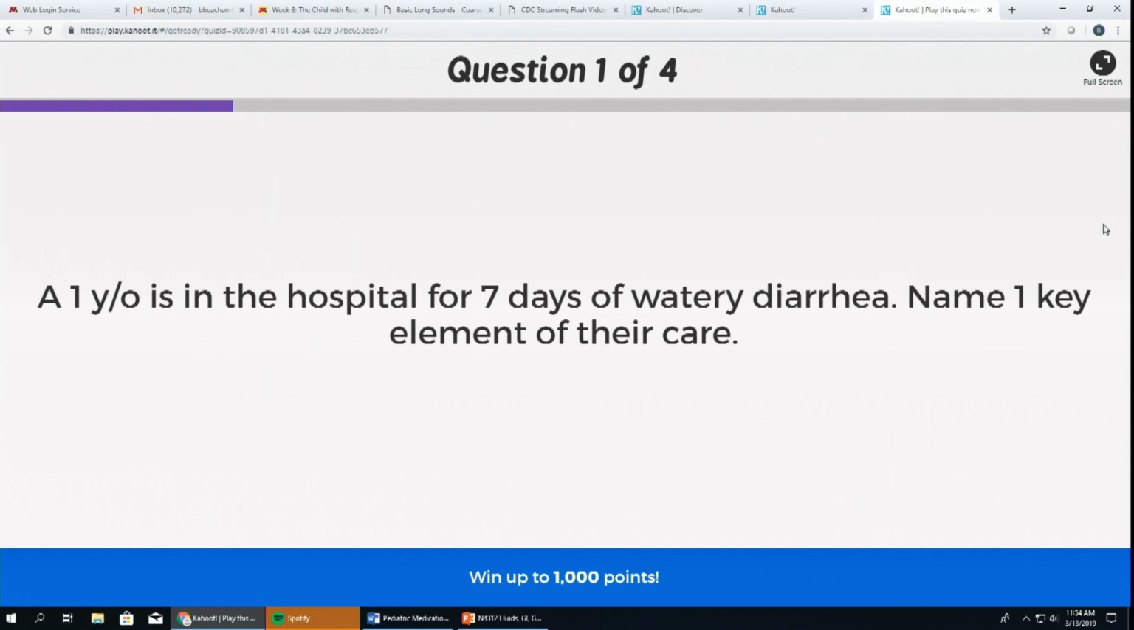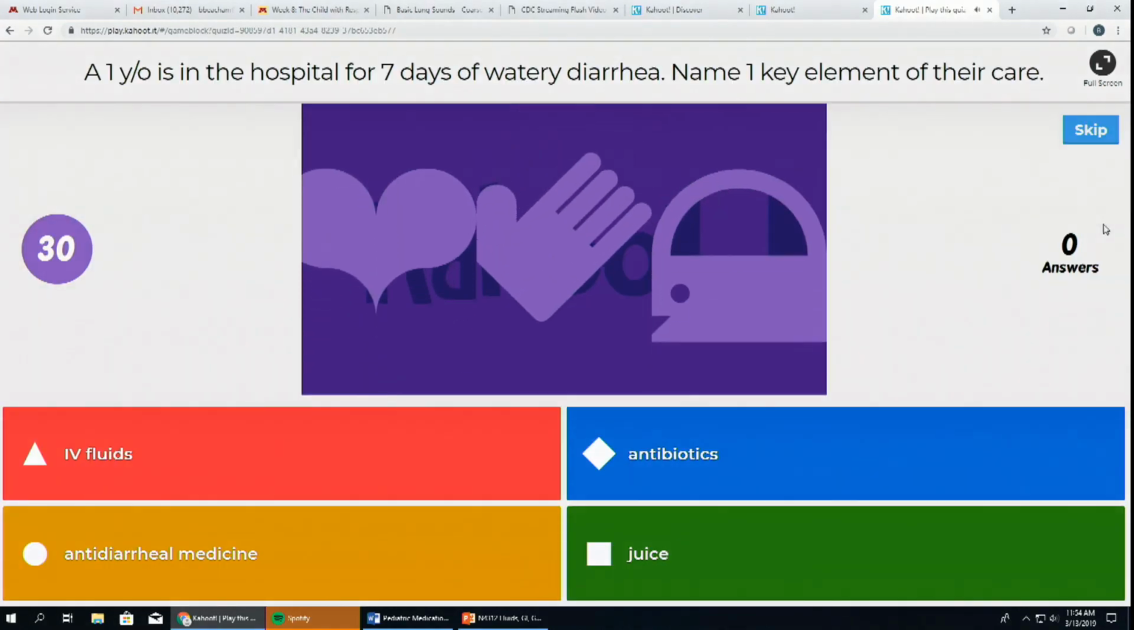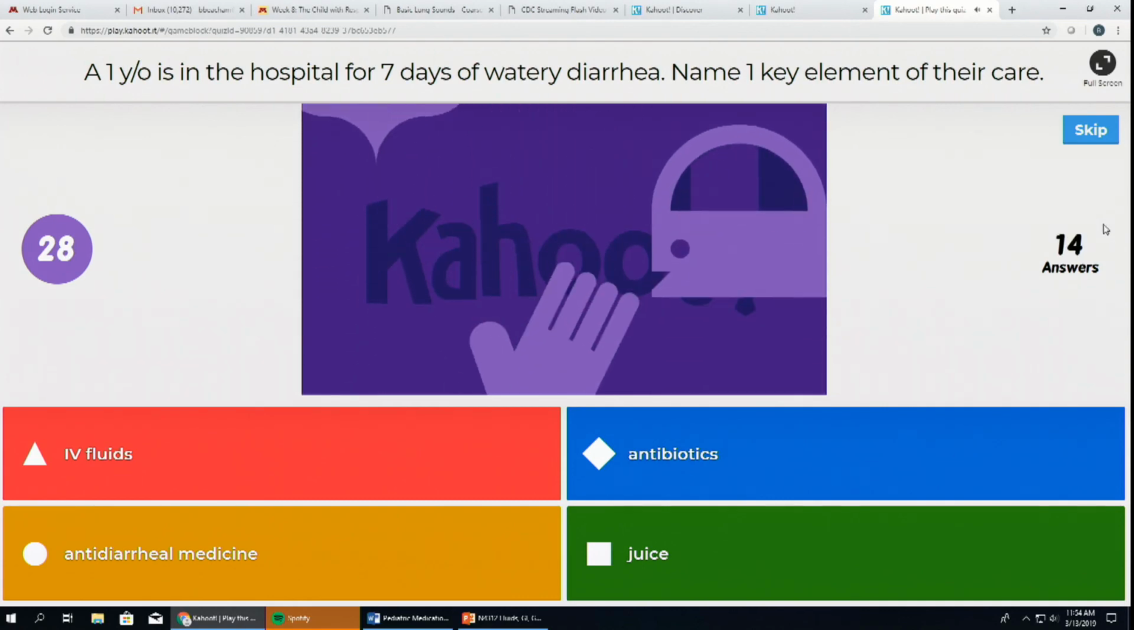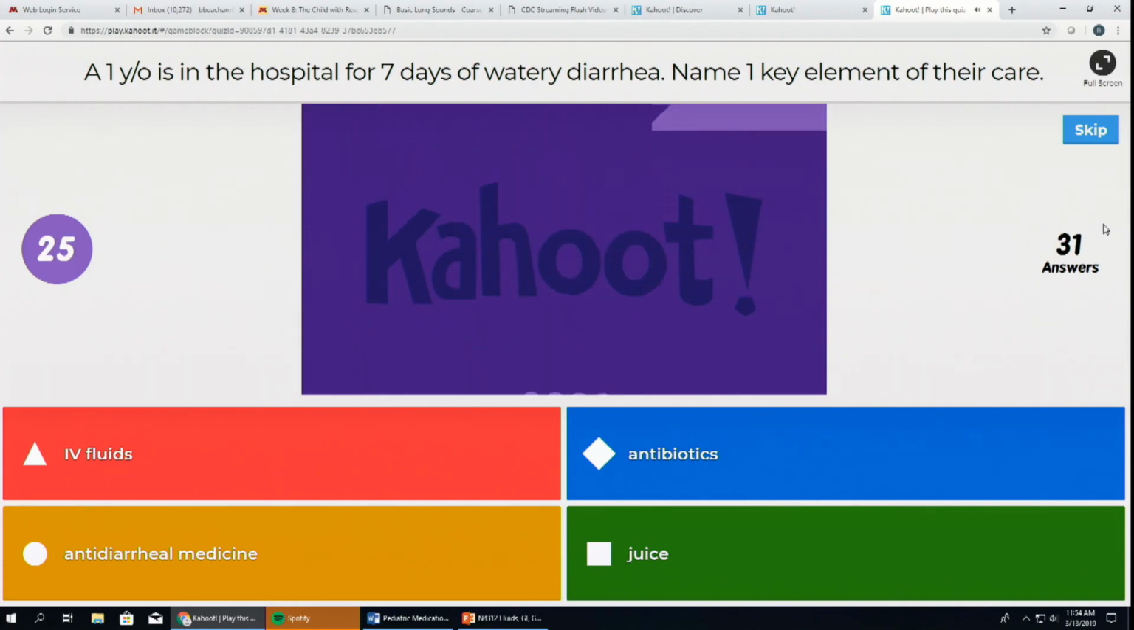A 1-year-old is in the hospital for 7 days of watery diarrhea. Name one key element of their care. IV fluids, antidiarrheal medicine, antibiotics, or juice.